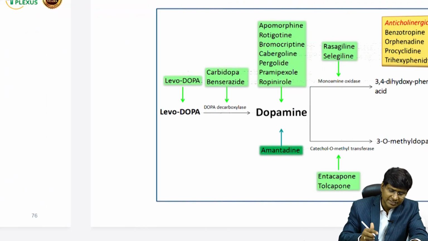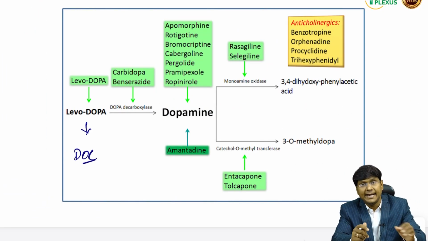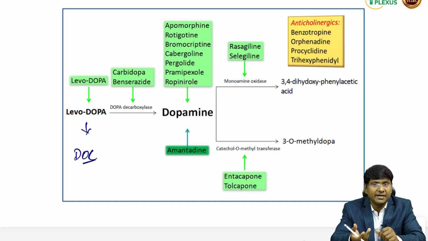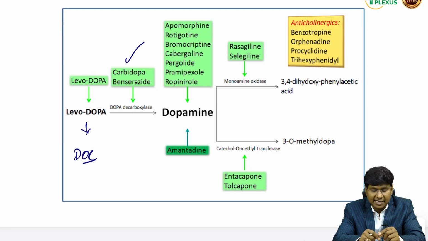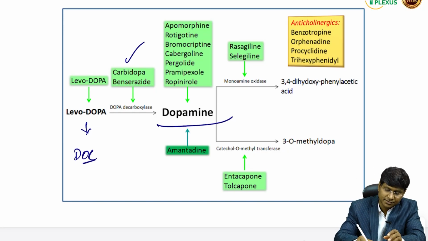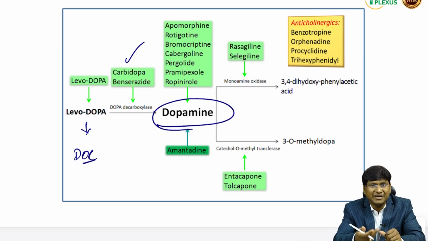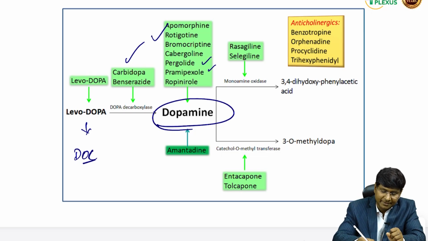So the drug of choice or the first line treatment will be levodopa, and levodopa can undergo peripheral decarboxylation. To prevent that, you need to give a dopa decarboxylase inhibitor, that is carbidopa. And within the brain, once levodopa is decarboxylated, dopamine is released, and we have many dopamine agonists also that can be given. That includes apomorphine, rotigotine, bromocriptine, cabergoline, pergolide, pramipexole, ropinirole, or amantadine.